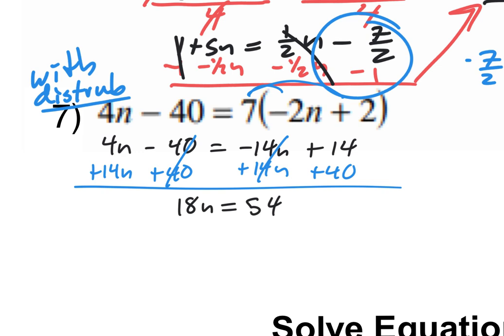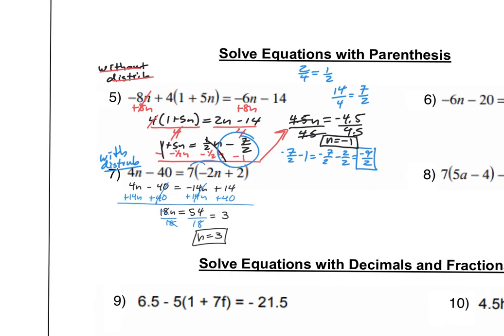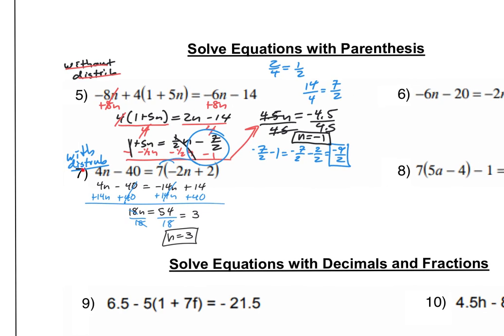Now I'm going to say what's happening to my variable. It's being multiplied by 18, so I need to divide both sides by 18. Boom, boom. Now, 54 divided by 18 happens to be 3. So n equals 3. Very cool. I think most of you will probably prefer the with distribution way, but hey, if you're a math geek like me, maybe you want to try it without distributing.